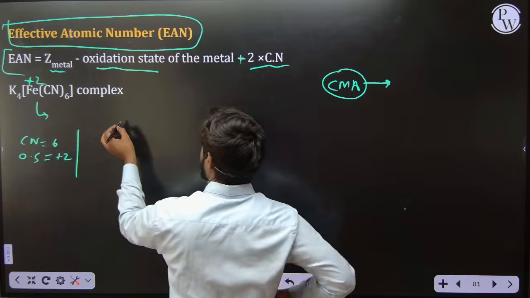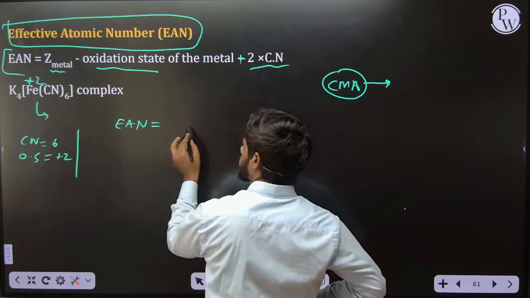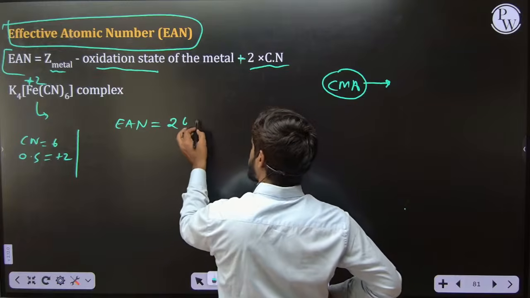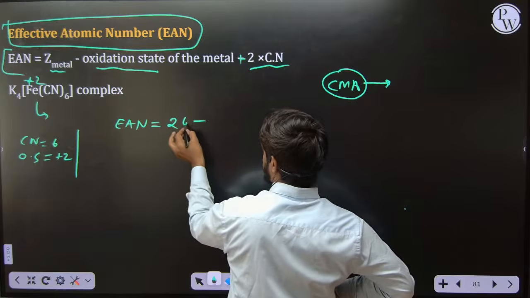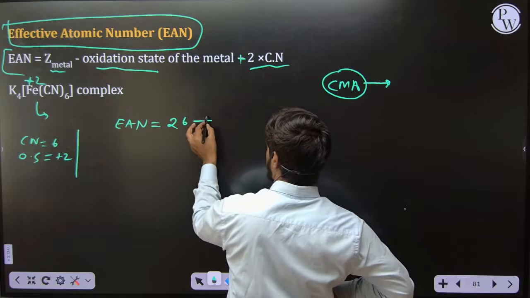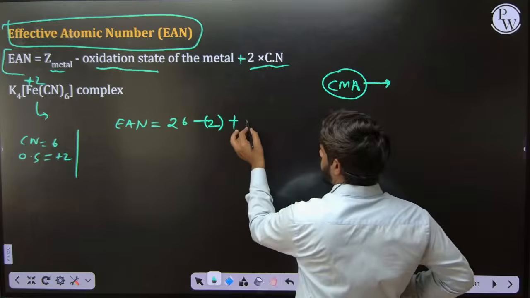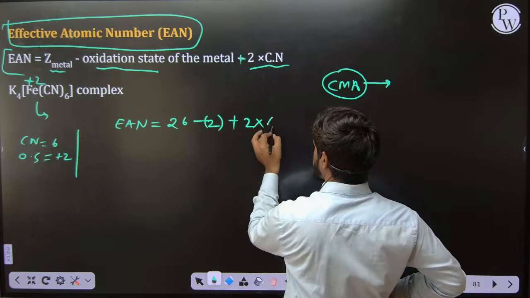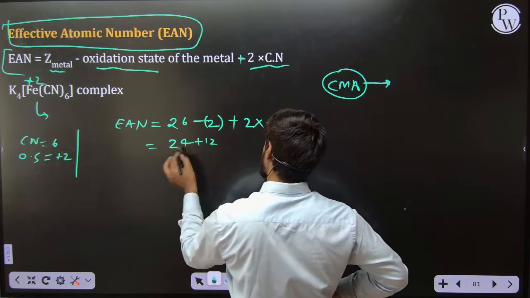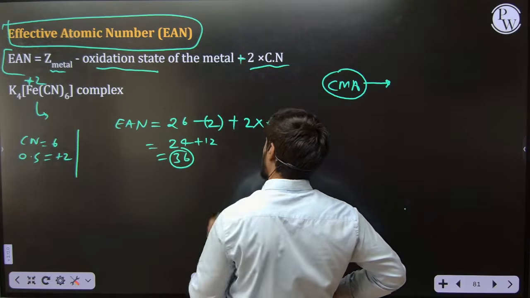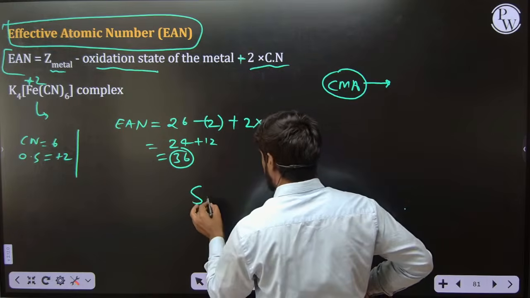Now what is the EAN value? EAN value is Z, the atomic number 26, minus the oxidation state 2, plus 2 into the coordination number 6. So we are getting 24 plus 12, that is 36. In the case of EAN value, Sidgwick gave a rule.